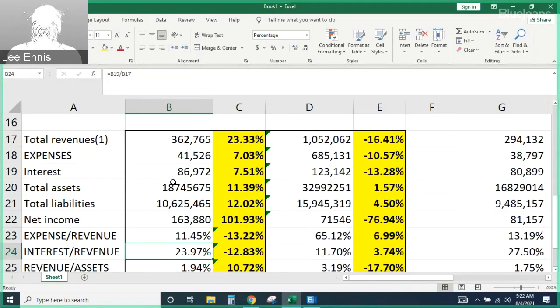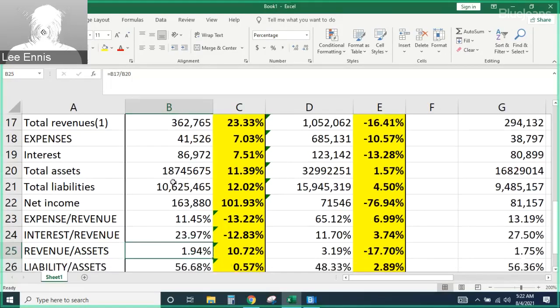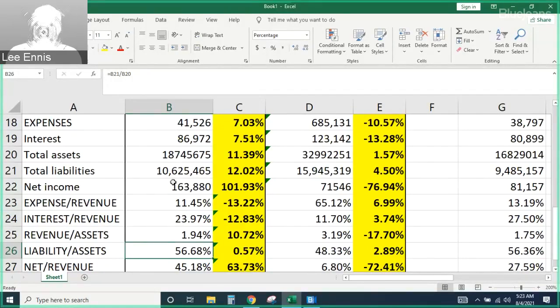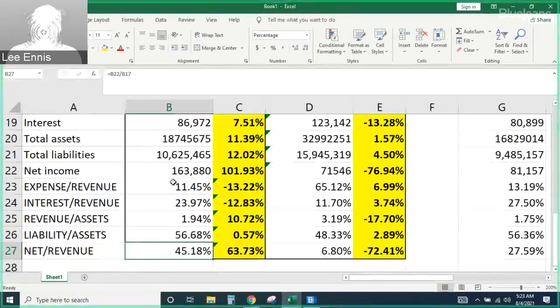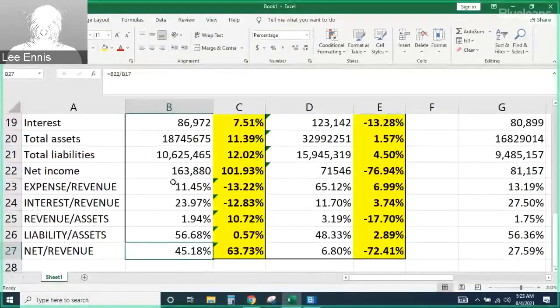Interest 23% versus 11. I talked about that before. Revenue 1% versus 3. I'm going to call that a wash. Looks like we had an increase most recently, and a drop for Welltower. Same thing with liability and assets. And again, huge difference in net revenue. So that is why Welltower is expensive.